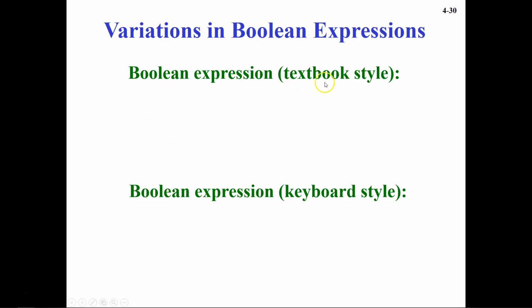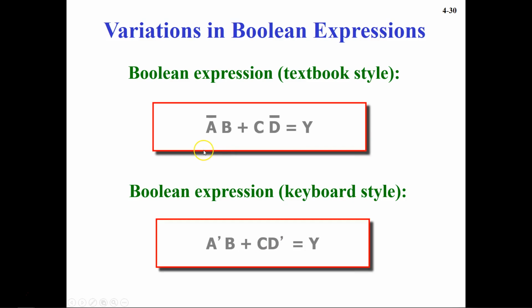So Boolean expression textbook style and how it is different from the keyboard style. In a textbook you will usually see the notation like this for complement. So here you see A complement B plus C D complement is equal to Y. Here you see that A complement and D complement have been shown with a bar over them. Whereas in the keyboard style, this bar is represented with an apostrophe. So you see A' B plus C D' is equal to Y.